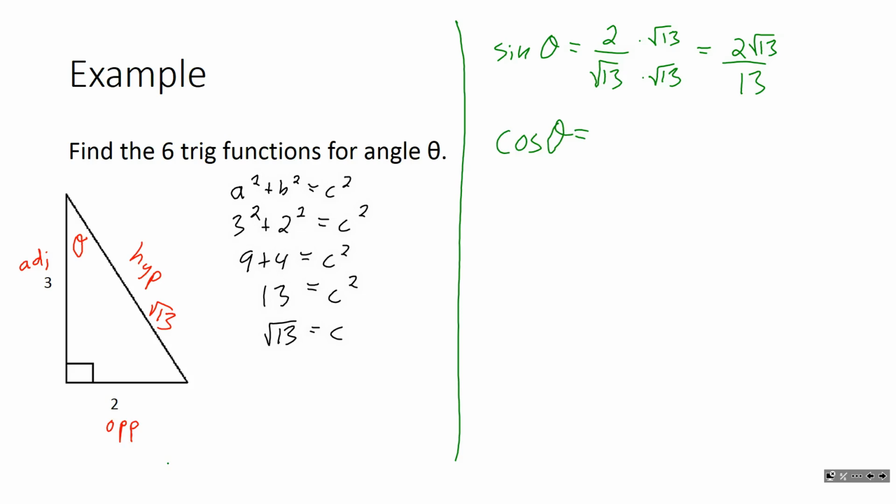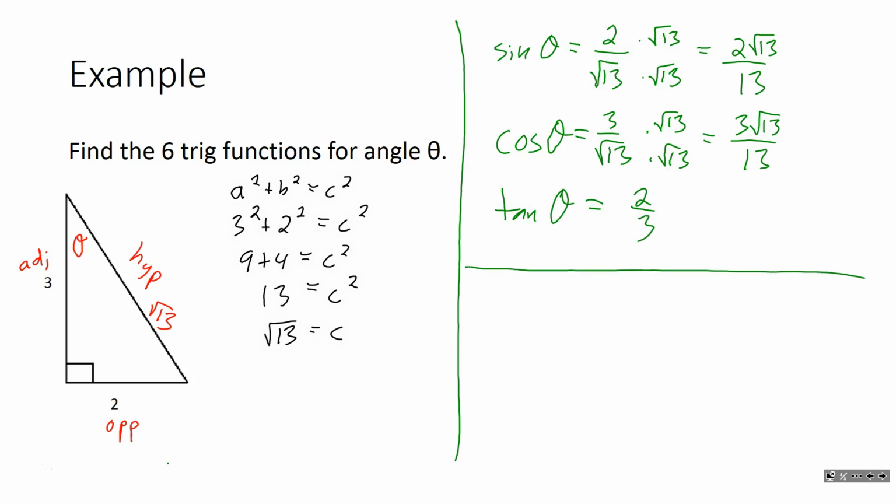Cosine equals adjacent over hypotenuse. Again, easy enough to rationalize the denominator. And then tangent of theta. Tangent is opposite over adjacent. Remember TOA, it's opposite over adjacent. We got those pretty quickly. We're going to get the last three even quicker.